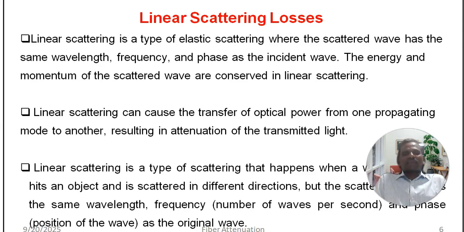Linear scattering is a type of scattering that happens when a wave or light hits an object and is scattered in different directions. But the scattered wave has the same wavelength, frequency, that is the number of waves per second, and the phase position of the wave as the original wave. So, even though it has been scattered, it will have the same wavelength, frequency and phase.